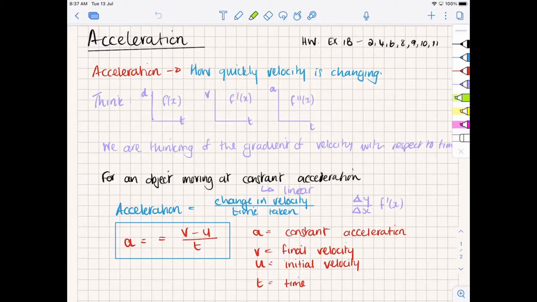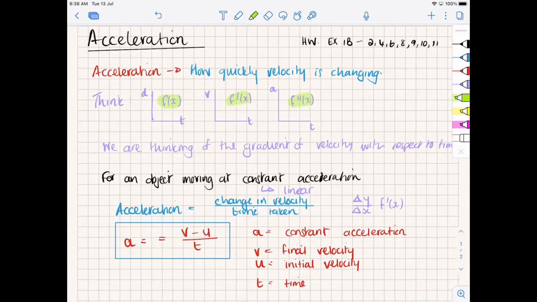So if we go back and think about what we were doing when we were differentiating, if I gave you some function of distance over time, and you found the gradient function for that graph, you would get your velocity time graph. And if you analyzed your velocity time graph and took the second derivative, we differentiated the velocity function, and that's actually just your acceleration curve. So when we're thinking about the gradient of velocity with respect to time, we are thinking of acceleration. And I believe for the most part, we're going to look at constant acceleration.